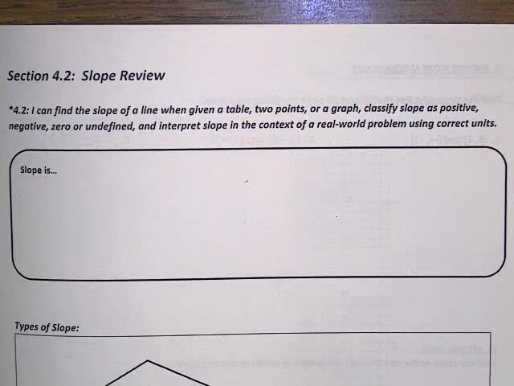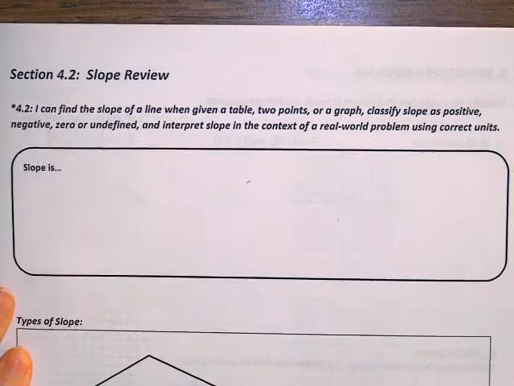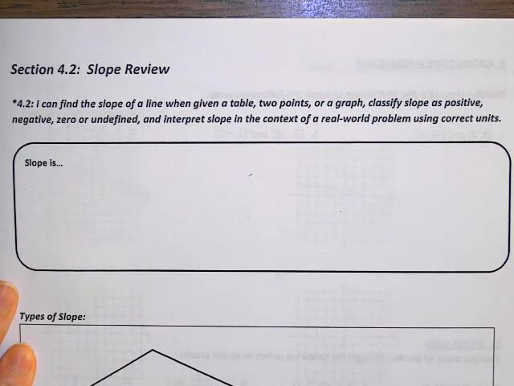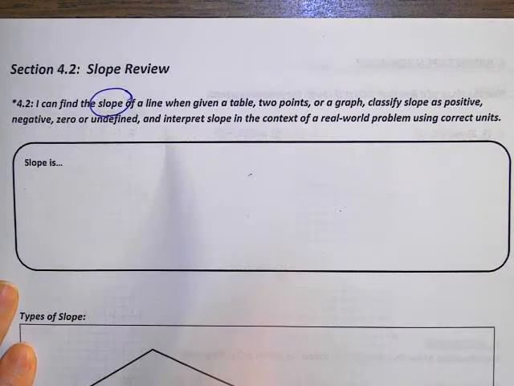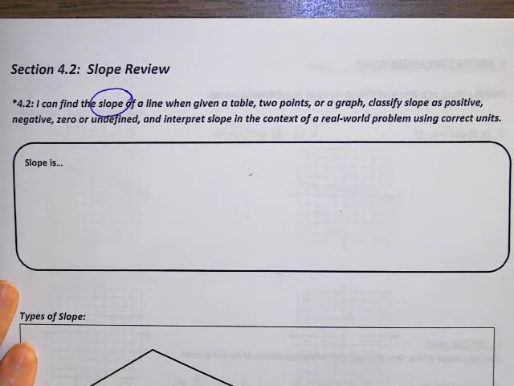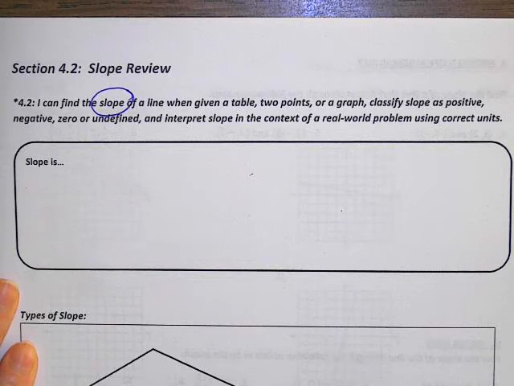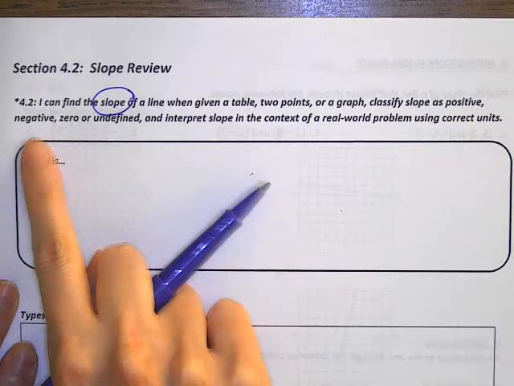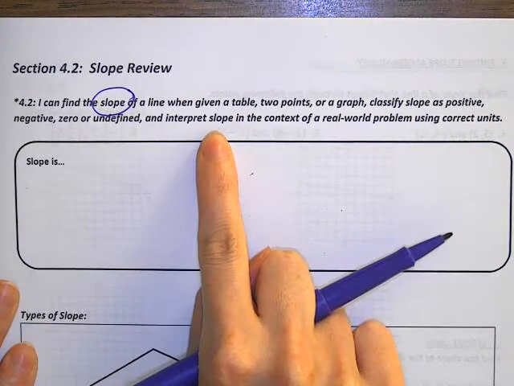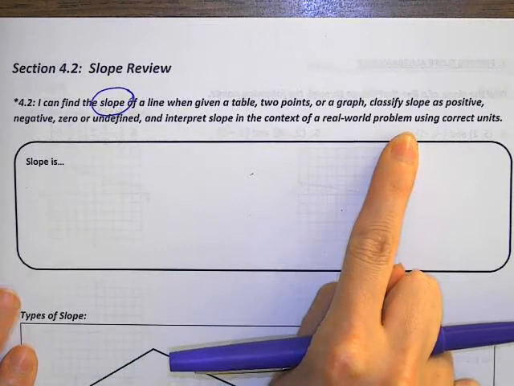Hi everybody. Today we're going to do the slope review, section 4.2, which is the first page of the new packet. So the learning target is all about slope. I can find slope given a table, given 2 points, given a graph, say if it's positive or negative, zero or undefined, and interpret in a real world problem using units.